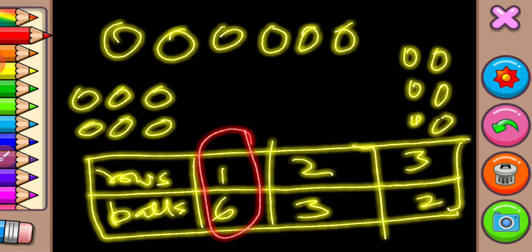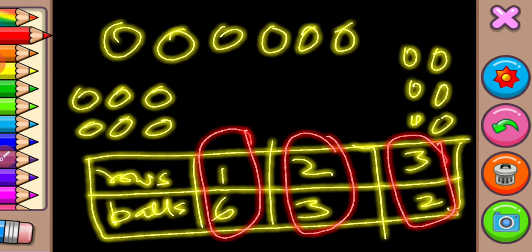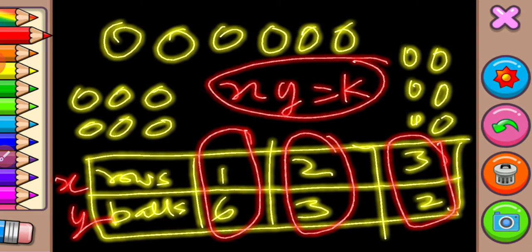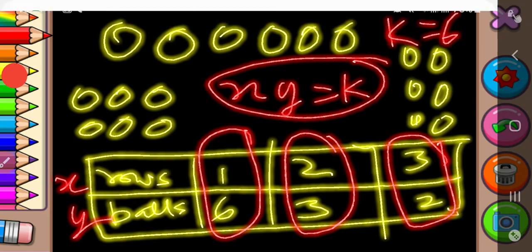What is 1 into 6? 6. What is 2 into 3? 6. What is 3 into 2? 6. So we see that if x here represents the number of rows and y represents the number of balls in each row, we see that x into y is always constant. Here k is constant of proportion, or constant of variation we say. So here k in this case comes out to be 6.